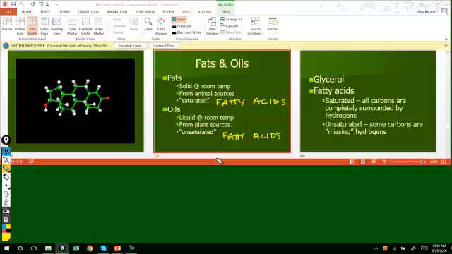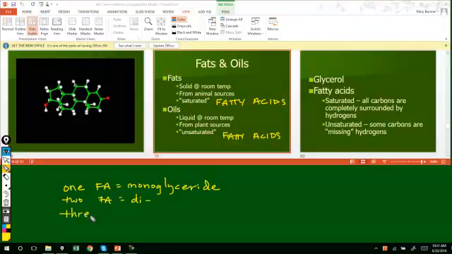If you look at the structure of both fats and oils, you'll again see that glycerol backbone, and then 1, 2, or 3 fatty acids. And so if it has 1 fatty acid, we refer to it as a monoglyceride. If it has 2 fatty acids, we would refer to it as a diglyceride. And if it has 3 fatty acids, we would refer to it as a triglyceride. So that glyceride ending is in common with all of these fats and oils.